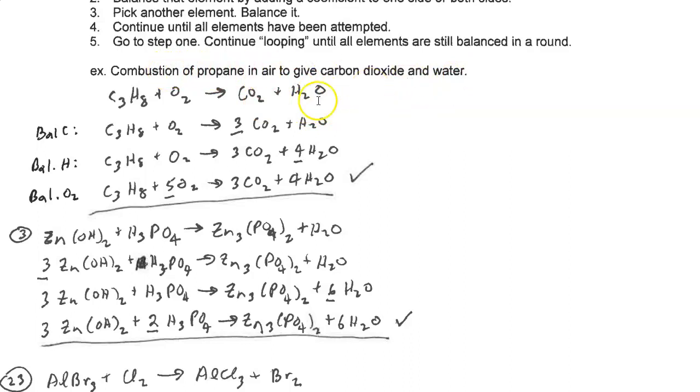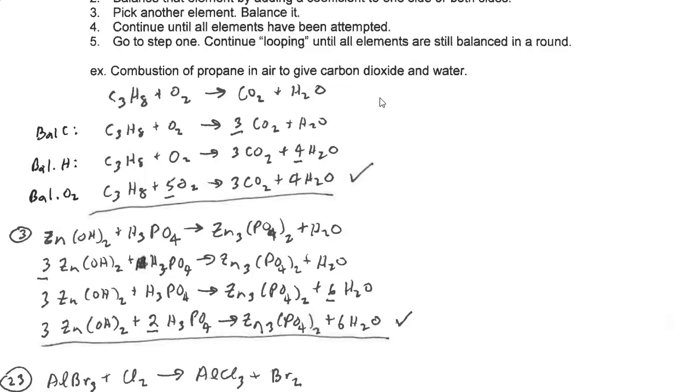So this, in chemical equation form, would be C3H8 plus O2 goes to CO2 plus H2O. All right, well, is my equation balanced? What does that mean? That means, do I have the same number and type of atoms on both sides?